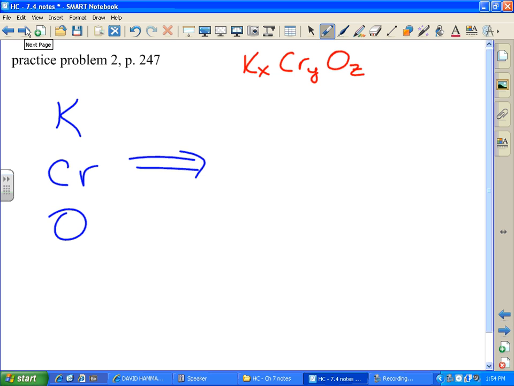All right, practice problem number 2 involves a potassium, chromium, and oxygen compound. So what I'm going to do is pause it one more time, give yourself about 5 minutes to work on this problem, and then when you're ready, you can hit play, and I'll go through the solution for that.